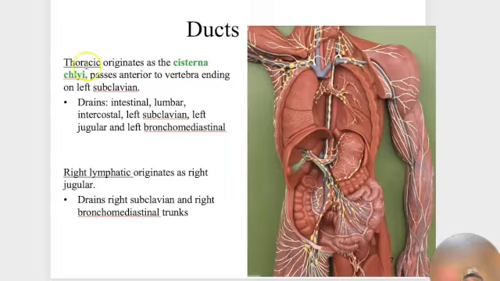Ducts: the thoracic duct originates in what's called the cisterna chyli. It is in here, okay, and in the lab we'll be able to see better. It passes the anterior vertebra, ending in the left subclavian, so it goes up, ending in the left subclavian right here. Okay. The right lymphatic duct originates as the jugular on the right. It drains into the right subclavian. Right there, see that little thing right there? It drains into the right subclavian vein. Okay.